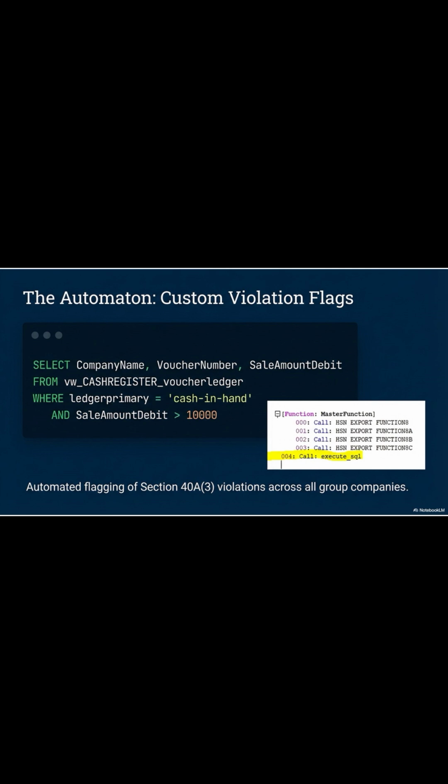Like, would you like me to create a custom SQL query for this view that automatically flags Section 40A(3) violations, meaning those cash payments over 10K across all your group companies? Wow. One single query for everything. One report. Total visibility across all 10 companies simultaneously. It completely changes the game from audit panic to audit defense.